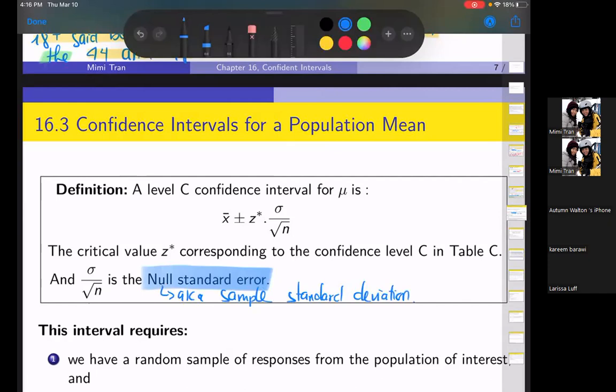There are 4 types: population standard deviation, sample standard deviation, and standard error. There's 3 different things.